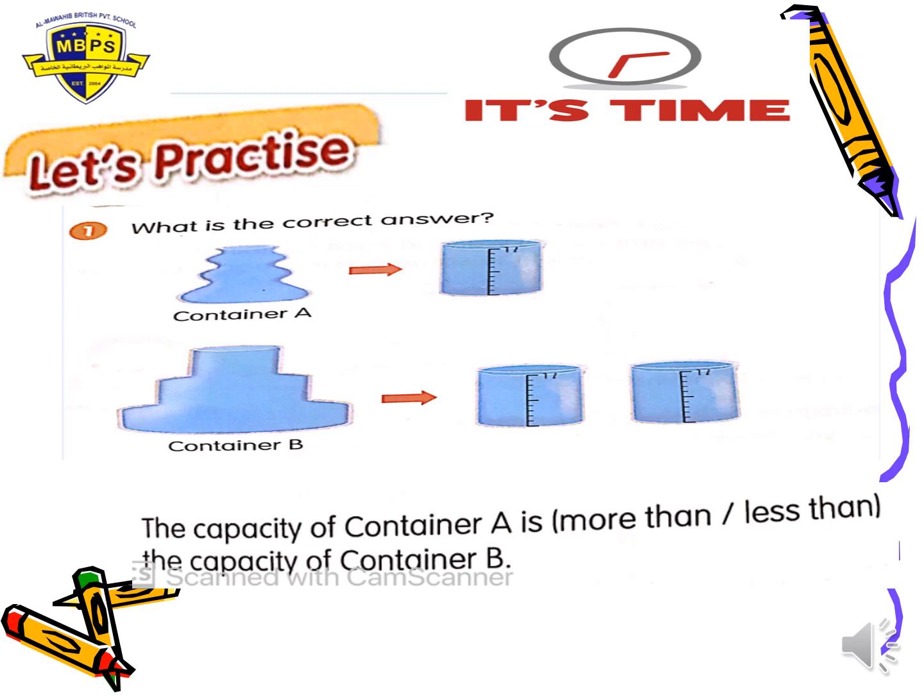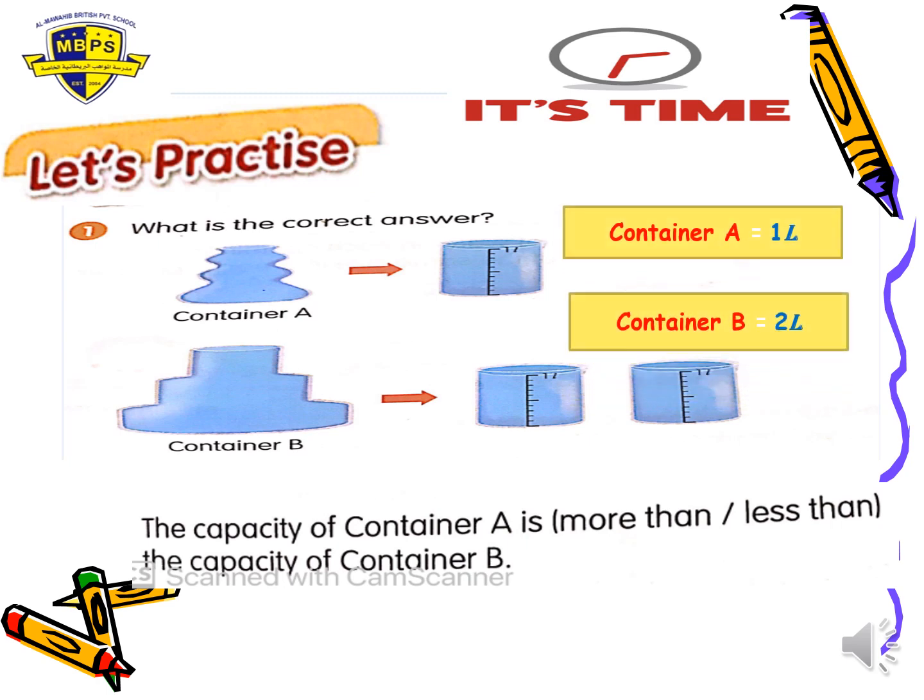You have to go back to the picture and check what is the capacity of A and what is the capacity of B. The capacity of A is, who can tell me? The beaker is filled 1 liter. And what is the capacity of B? It can hold 2 liters. So the capacity of A is more or less? Very good. It's less than the capacity of B.